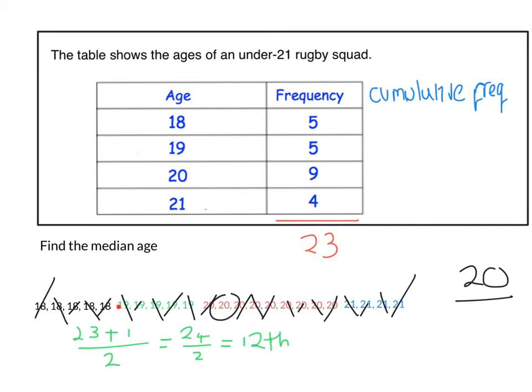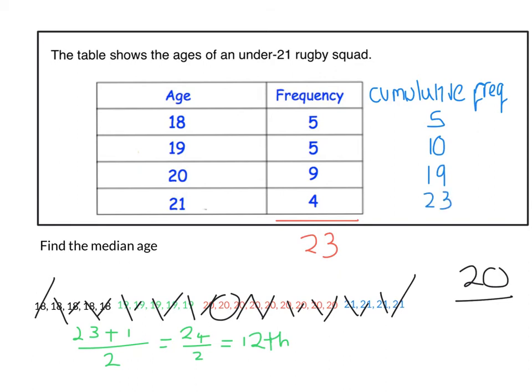So after those first 18, there's still only 5 in the list. Once we've got up to 19, there's these 5 and there's also this 5 in the list. 5 add 5 is 10. At 20, we've got another 9 in the list, so 5 add 5 is 10, add another 9 is 19. And at 21, we've got everything in the list now, so we've got that total of 23.